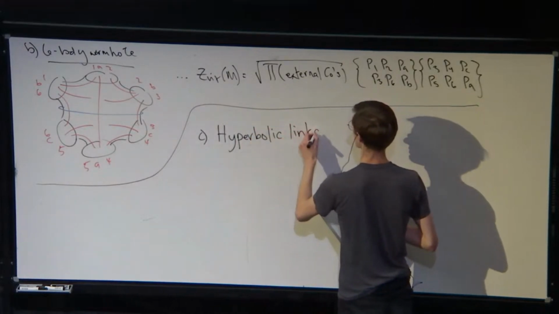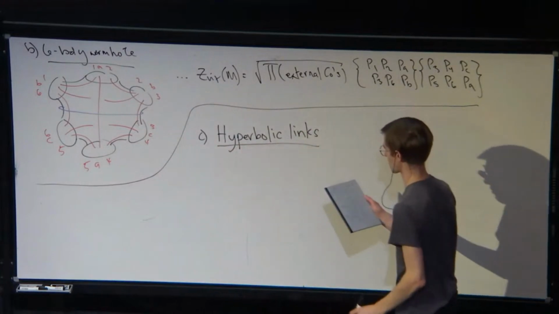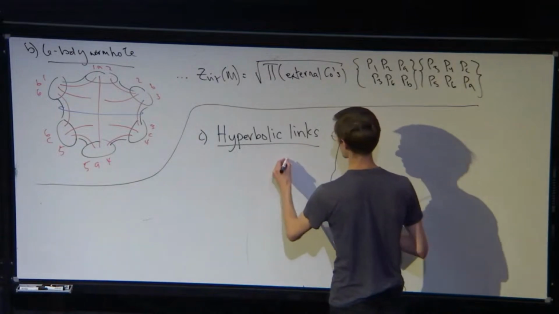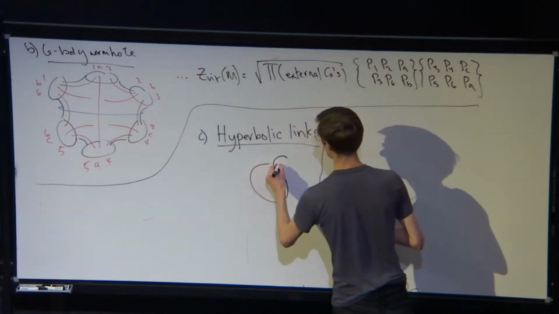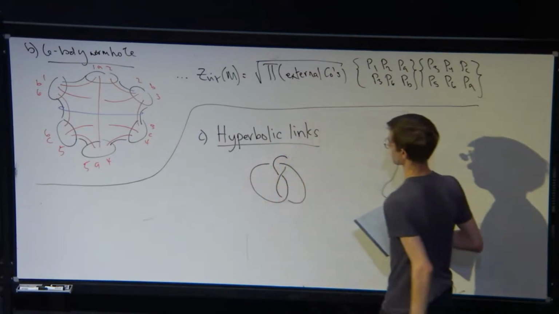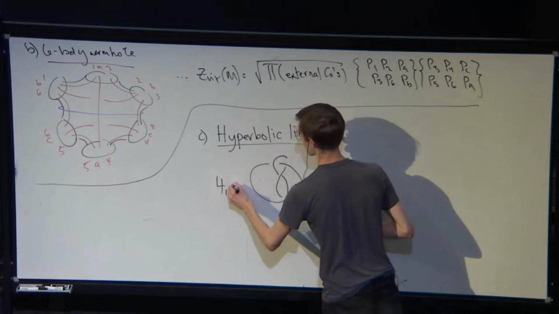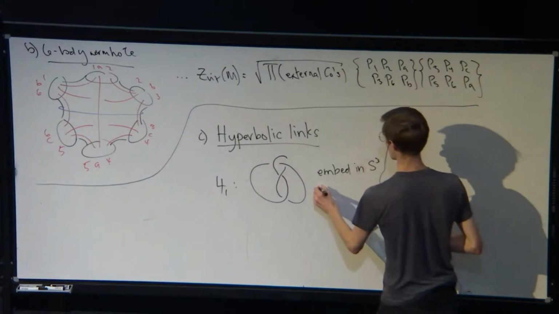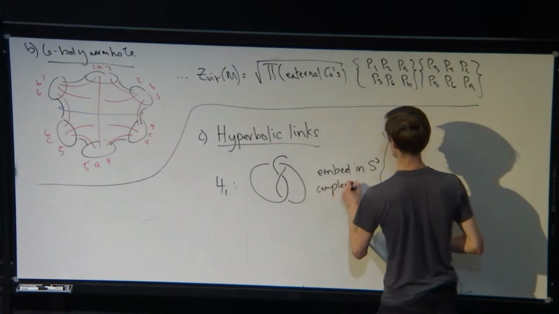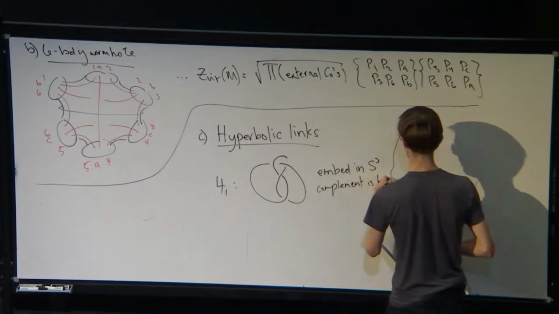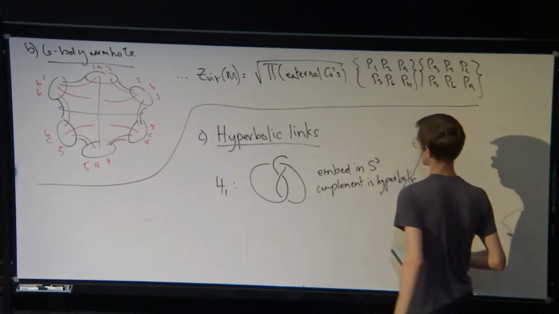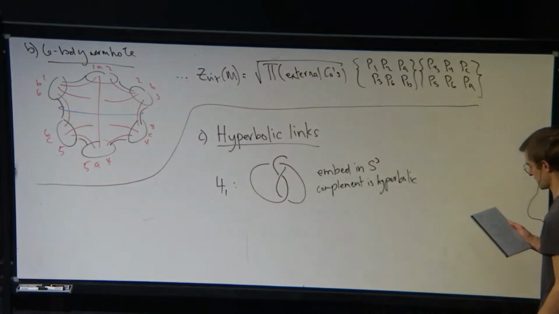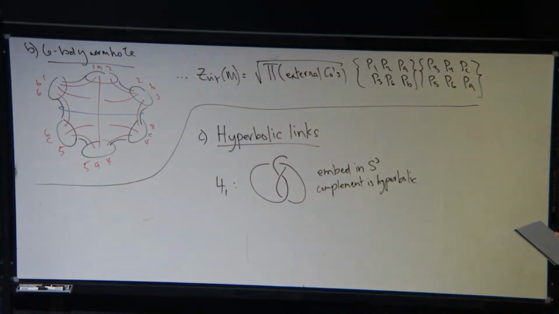And a nice class of examples is furnished by what are known as hyperbolic links. So for example, you can take a knot. I'll draw a simple example here. This is the figure 8 knot, it's sometimes called 4,1. Embed it in S3, and then the complement is hyperbolic. So this is some, from the point of view of AdS/CFT, very bizarre looking thing to talk about, but it's well defined as a hyperbolic 3-manifold.